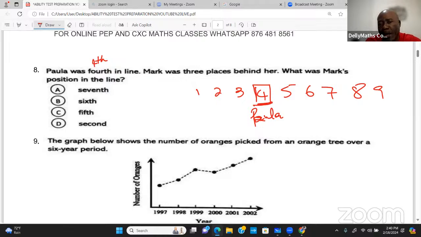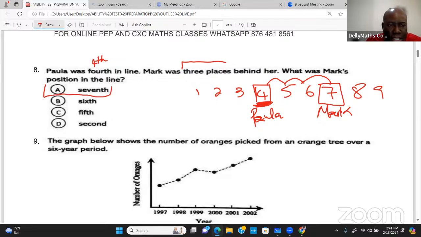So we're saying Paula is at 4 right here. Then it went further to say that Mark is 3 places behind. So behind, you want to hop 1, 2, 3. We're expecting that Mark is going to be right here, 3 places behind her at number 7. So the 7th place, exactly. So number 8 would be 7th, right? So we're expecting A to be that response. Excellent, very good answers coming out.